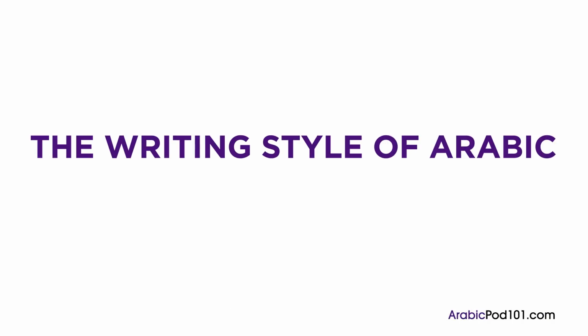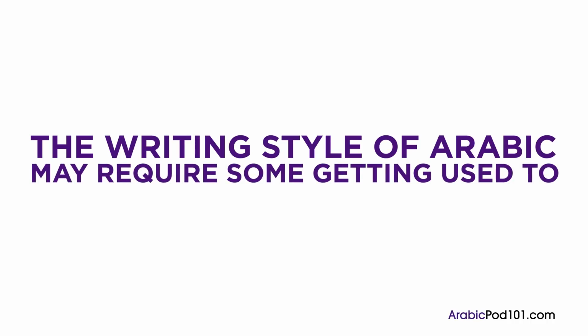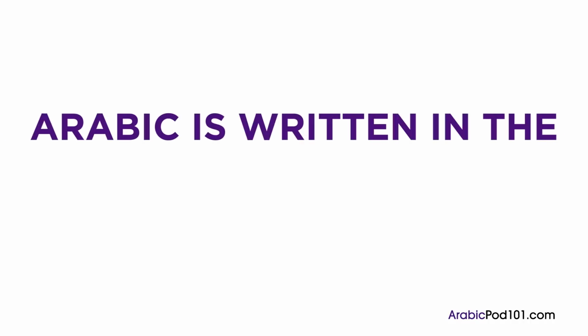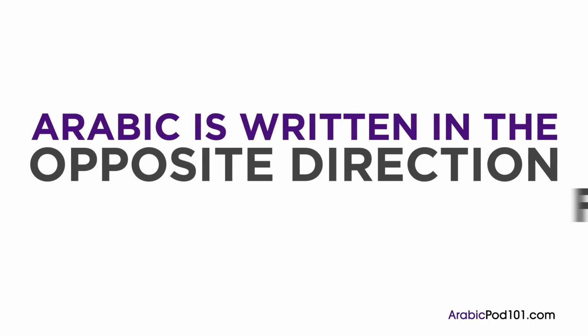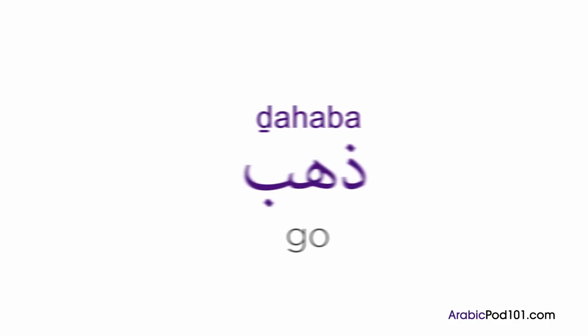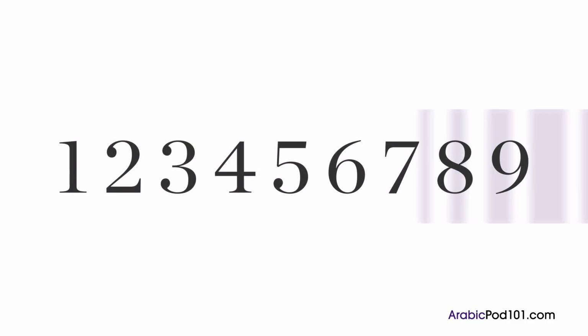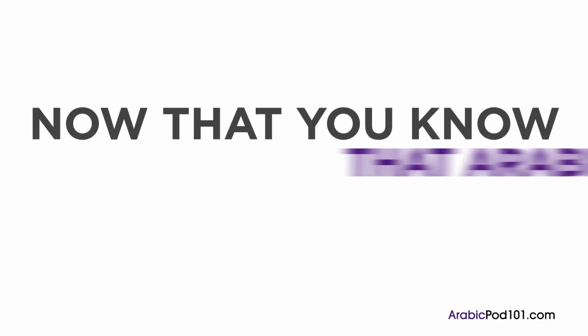The writing style of Arabic may require some getting used to, because unlike English and other Western languages, Arabic is written in the opposite direction, from right to left. So, using the previous example, ذهب. The ذ goes first, followed by ه and then ب. While words are written from right to left, numerals are written from left to right instead, so please keep that in mind.